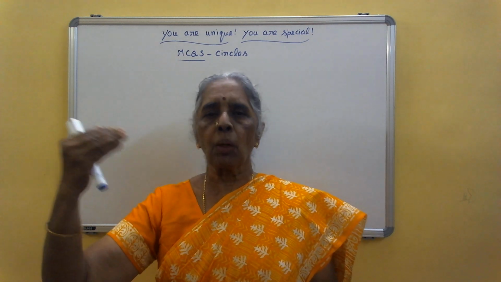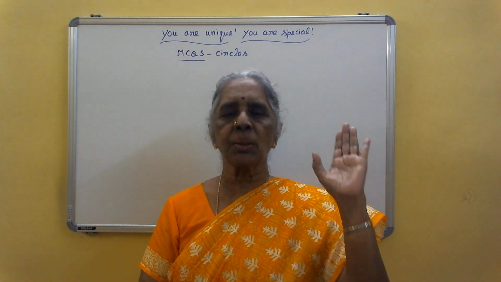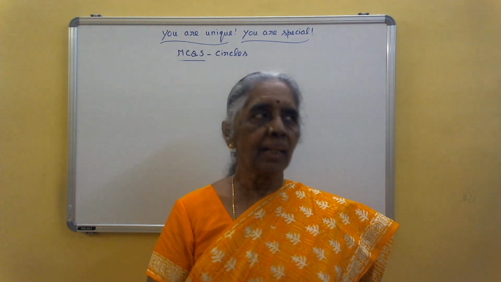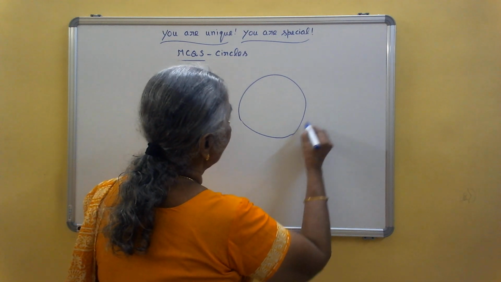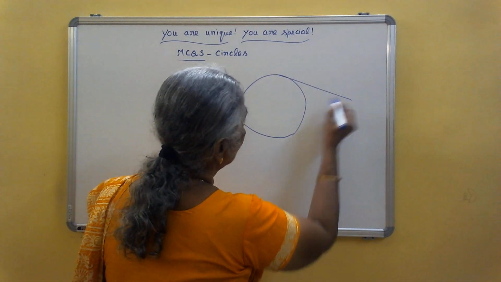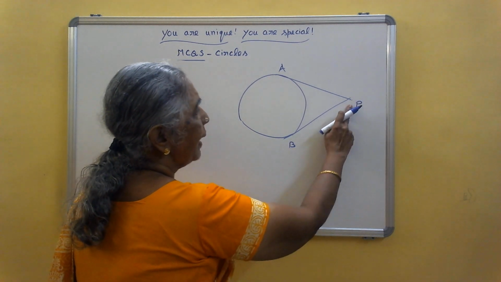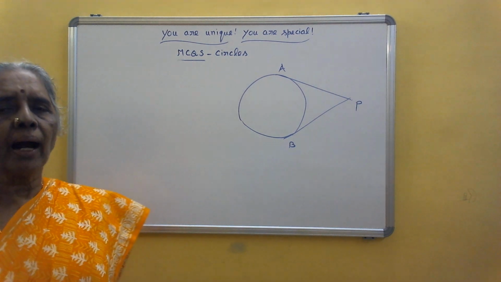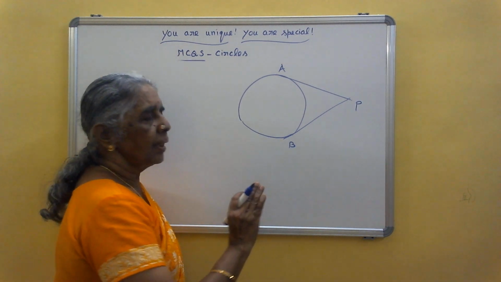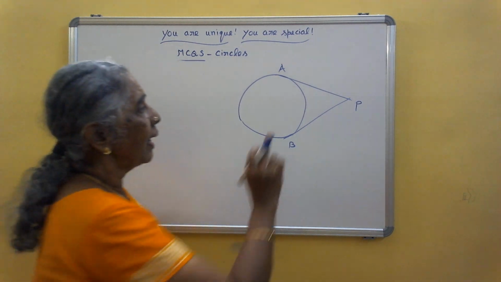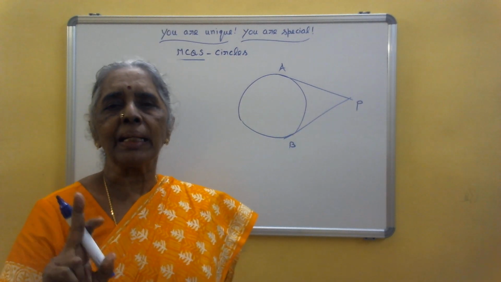If you consider a point outside the circle, that is an external point, you can draw two tangents to the circle. Okay? Now, you consider a circle and an external point. From this, you can draw two tangents. Now, P is the external point and PA and PB are the two tangents. Now, the first point you should notice, the length of the two tangents will be equal. That is, PA will be equal to PB.